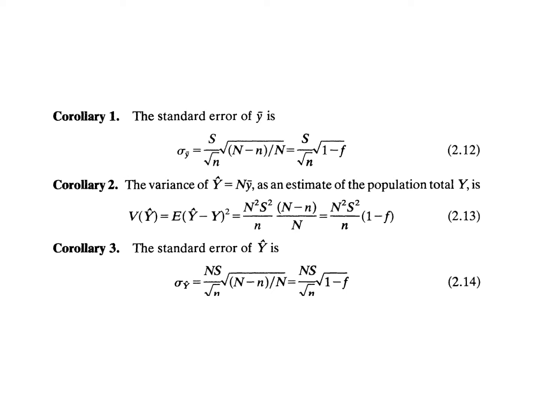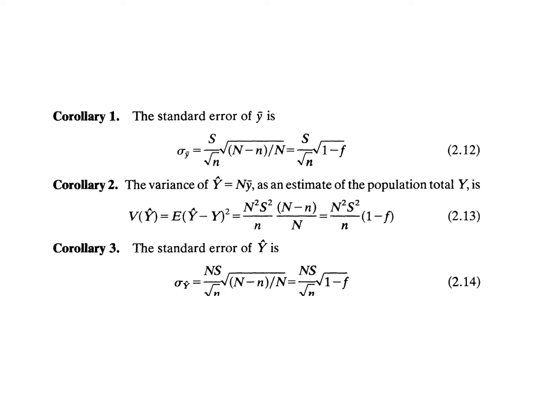y hat is an estimate of the population total Y, which is equal to capital N multiplied by small y bar. The variance of y hat is equal to the expectation of (y hat minus Y) all to the power 2, which is equal to N squared s squared over n multiplied by (N minus n) over capital N, which is equal to N squared s squared over n times (1 minus f).